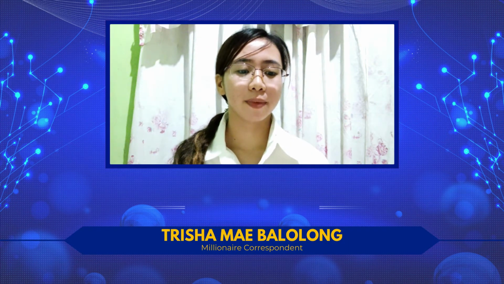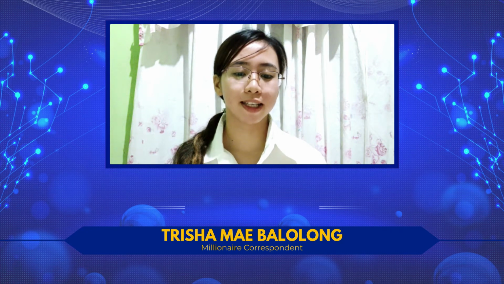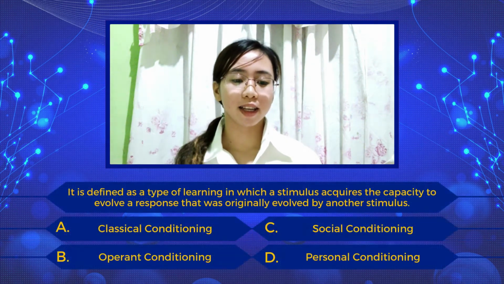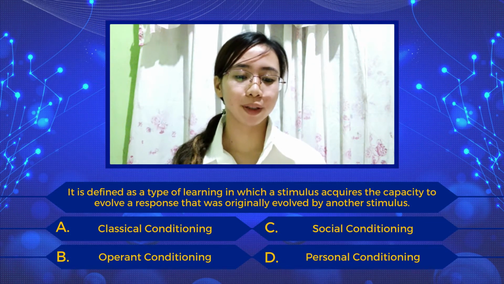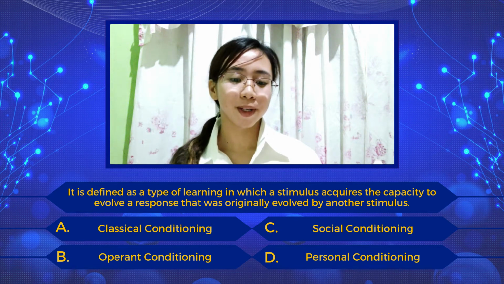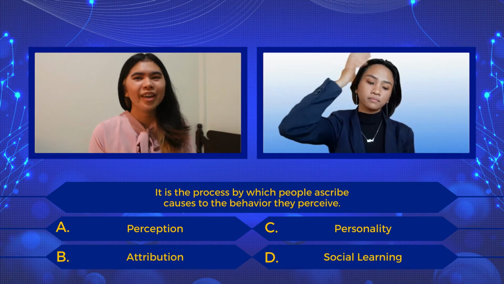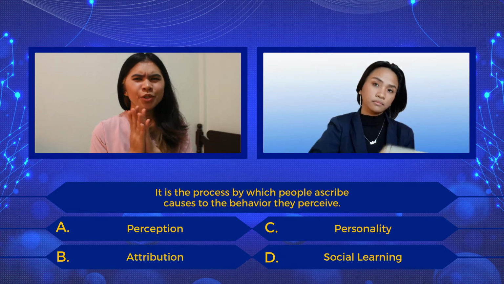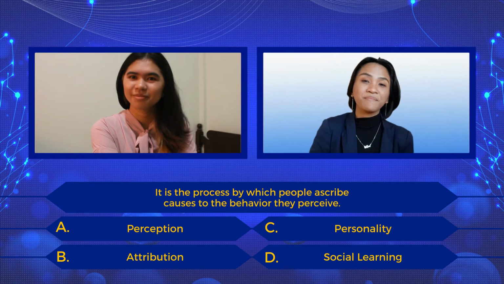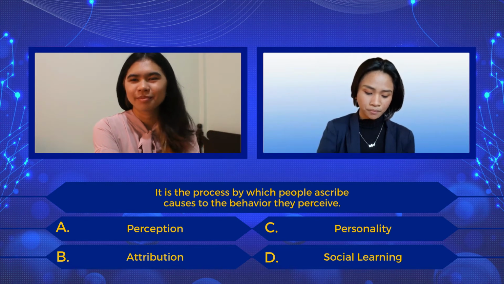It is defined as a type of learning in which a stimulus acquires the capacity to evoke a response that was originally evoked by another stimulus. A. Classical conditioning. B. Operant conditioning. C. Social conditioning. D. Personal conditioning. Okay, in this third category, I'm not sure with this one, so I'll call a friend. Are you sure you want to use your first call a friend lifeline? Yes, I'll use it.